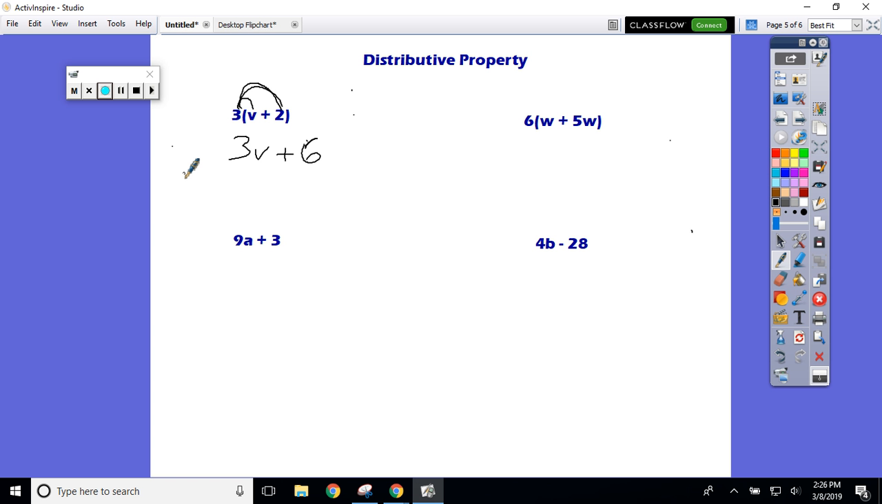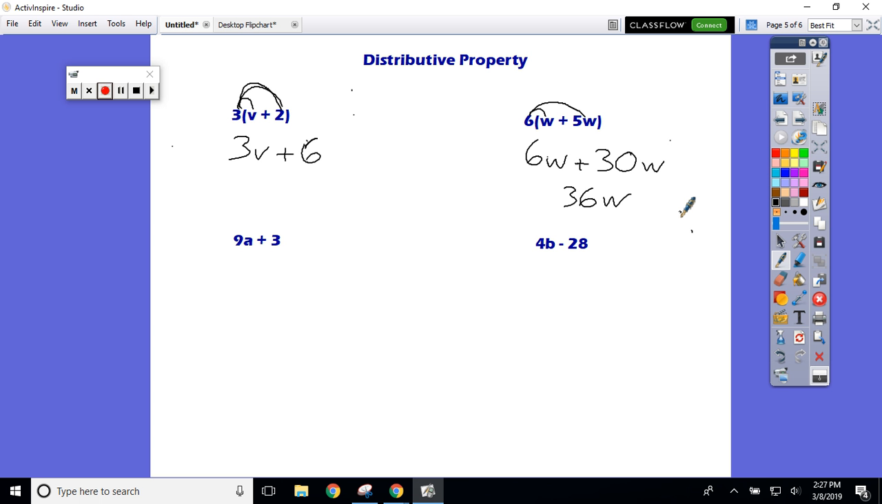Moving across, I have 6 times w plus 5w. So I like to draw these two loops to remind myself to not forget anything. A lot of kids like to forget the second half of the problem. 6 times w is 6 times 1w, or it's just 6w, plus 6 times 5w is 30w, because 6 times 5 is 30. And now I do have like terms. 6w plus 30w equals 36w.